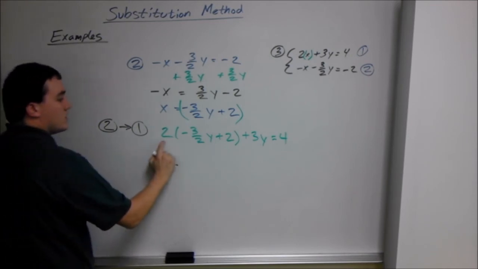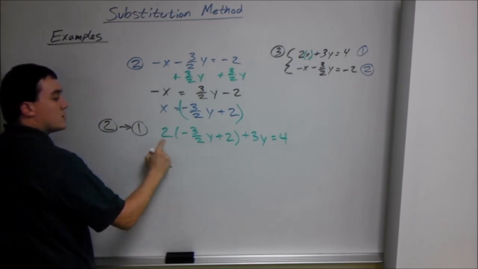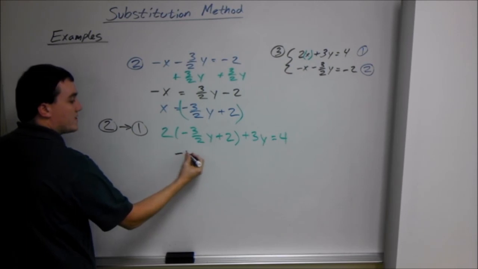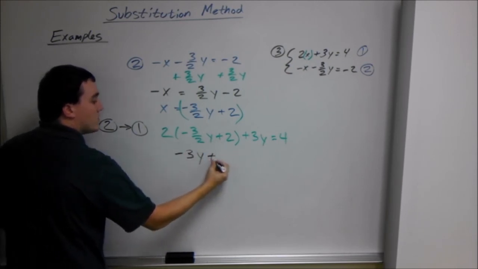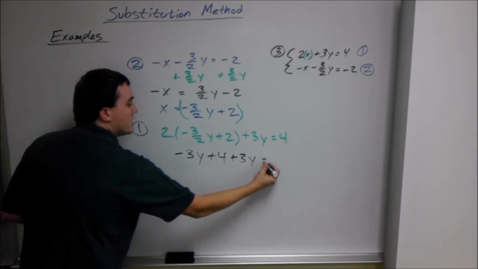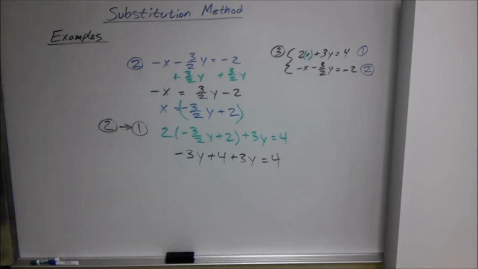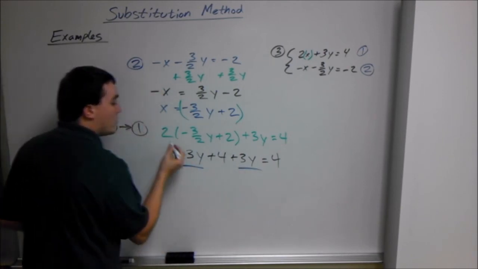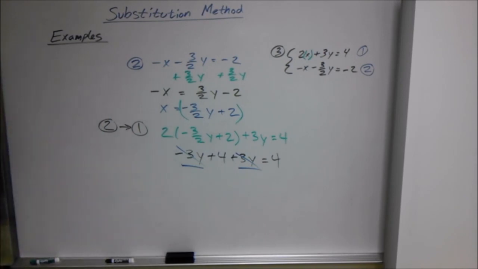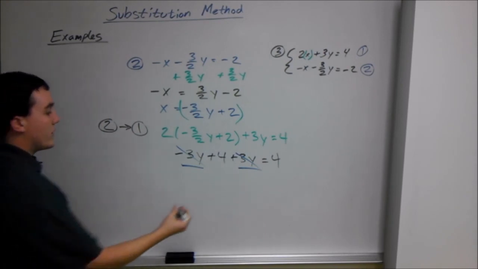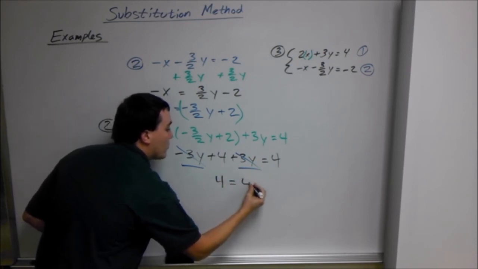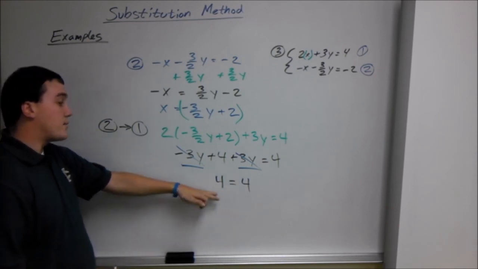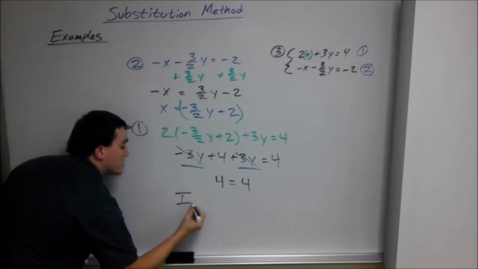When we distribute, we get 2 times negative 3 over 2. The 2's cancel out. 2 divided by 2 is 1, times 3 is 3. So we get negative 3y. 2 times 2 is 4, so plus 4. Plus 3y equals 4. Okay, well something weird happens there. We have negative 3y plus 3y. Those are our like terms. If we combine those, they go away. This happens sometimes in substitution and elimination. We ended up getting 4 equals 4. And we know that's always the case. 4 always equals 4. So what happened here is we got infinite solutions.